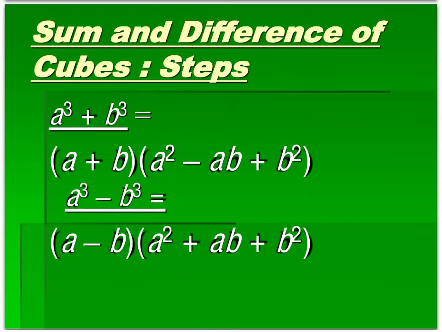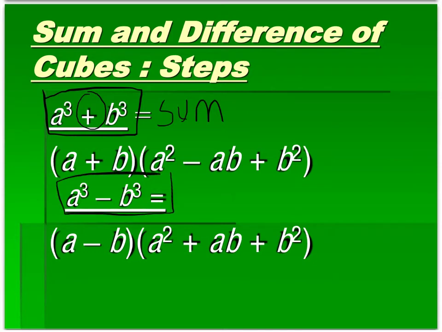Now these are the two formulas that you will need in order to factor the sum and the difference of two cubes. If you look at this first example formula, we've got a to the third plus b to the third. That would be the sum of two cubes. The second example is the difference of two cubes.